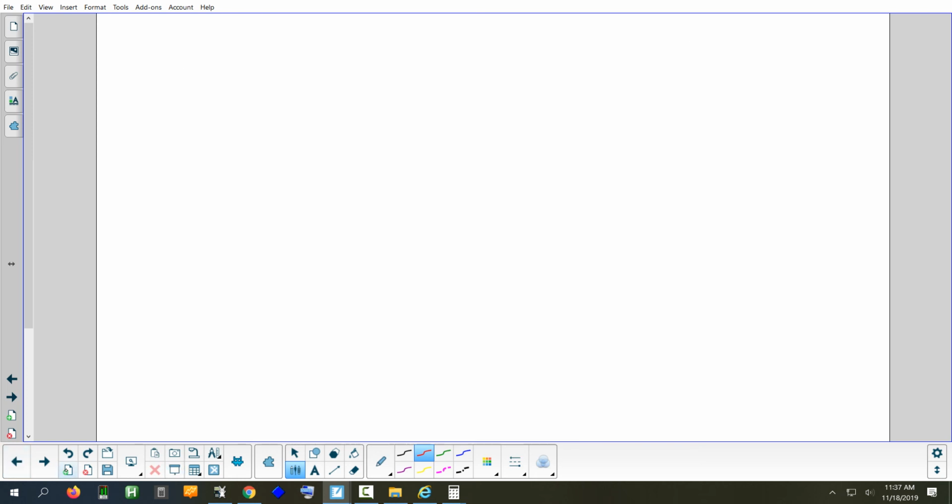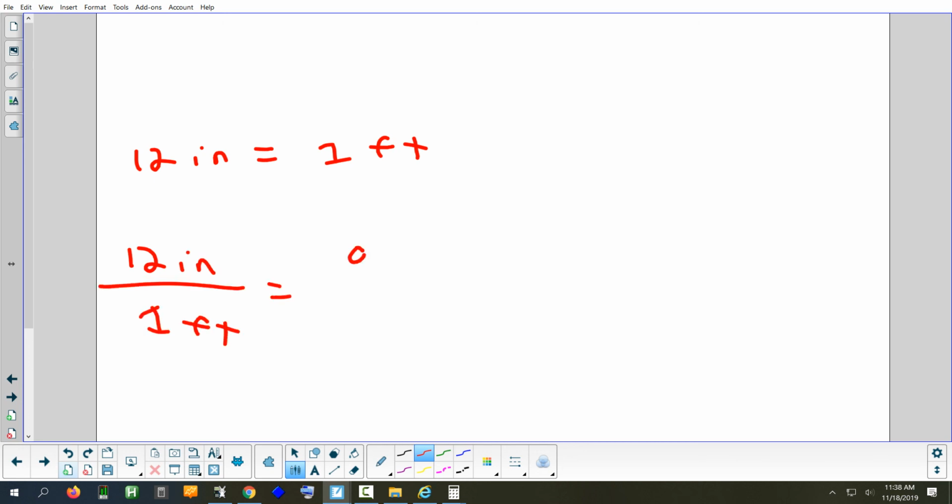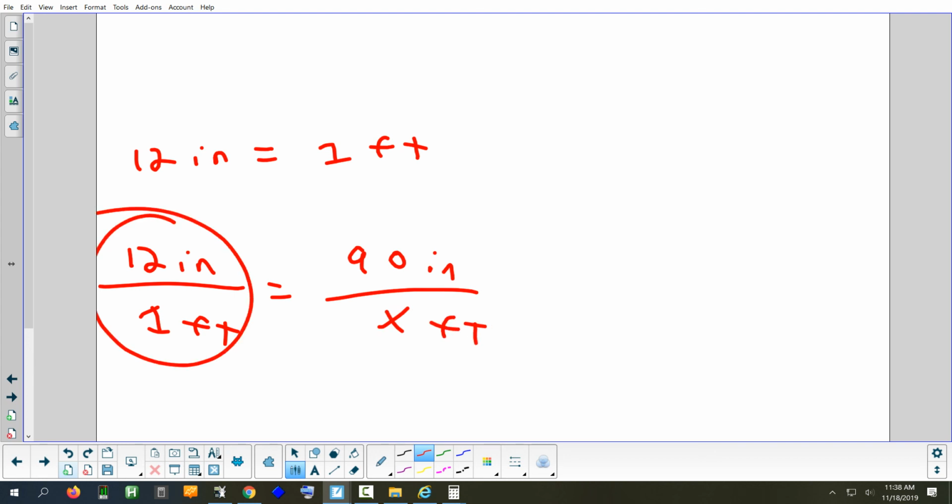For example, if I wanted to convert between feet and inches, I wanted to set up a formula. What's a fact that you know about feet to inches? 12 inches in 1 foot. If you tell me that, as long as it's true, I can use it to figure out anything I want. Like, if 12 inches is to 1 foot, 90 inches is to how many feet? The key is I just needed something to start with. Okay?